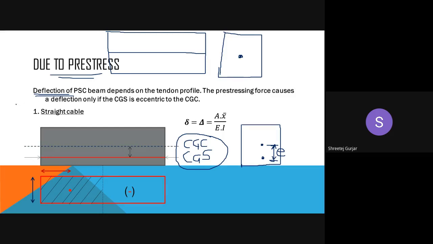So remember this very important point. Whenever in your question you see that there is no eccentricity, then delta PF will be equal to 0. Directly it will be equal to 0.